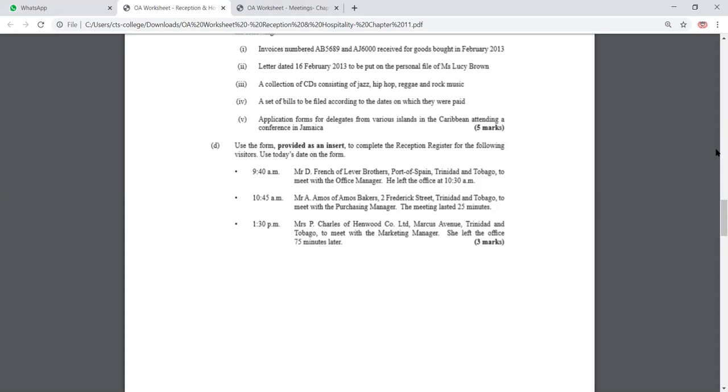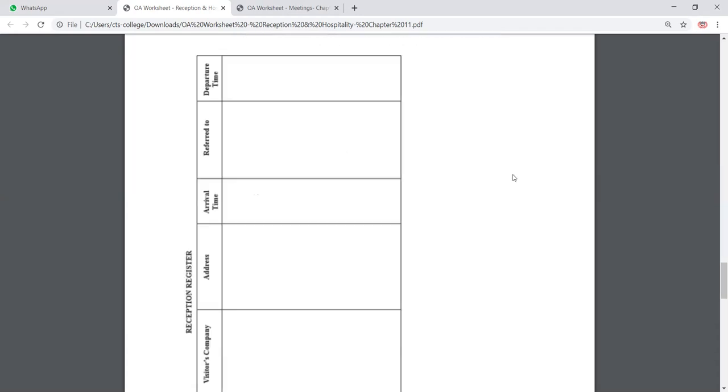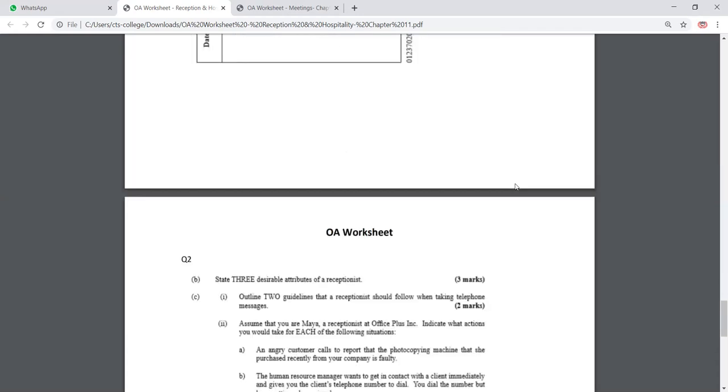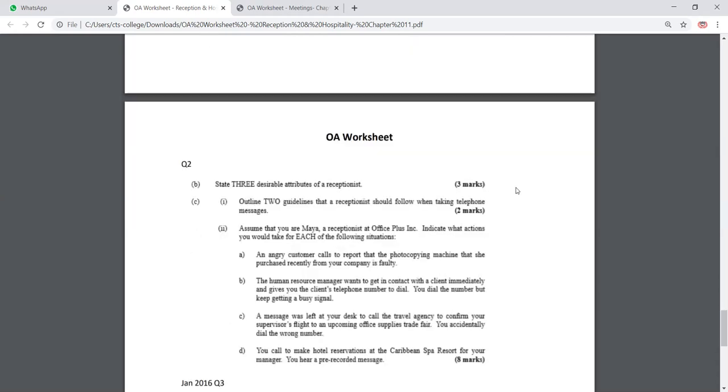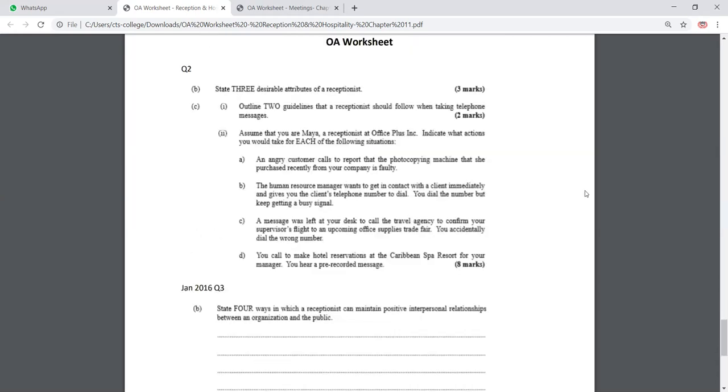Natalia, as soon as you're ready, yes. You'll move down for us on the other page. Yeah, that one. Right. Okay. Three desirable attributes of a receptionist. I think we did this in one of the previous questions. Yes, miss. What are some desirable attributes of a receptionist?